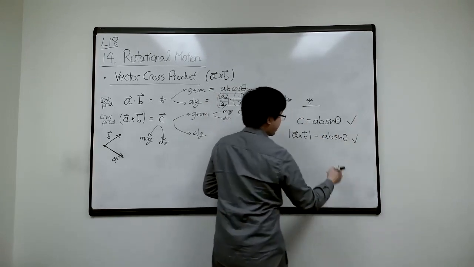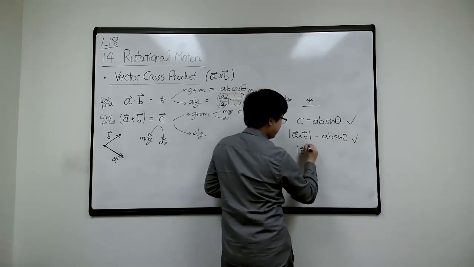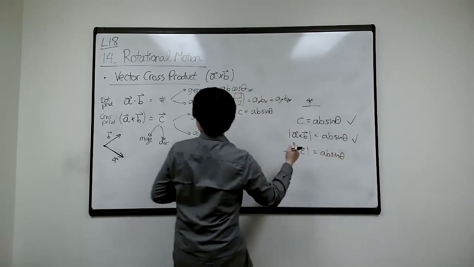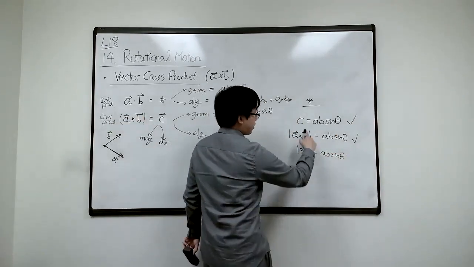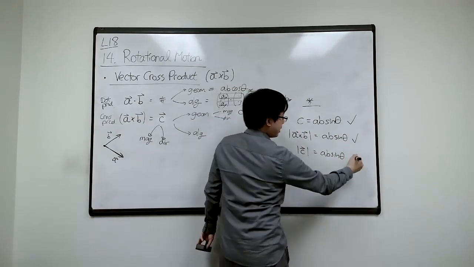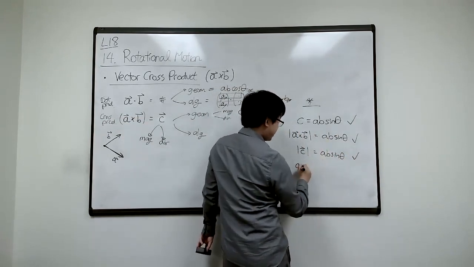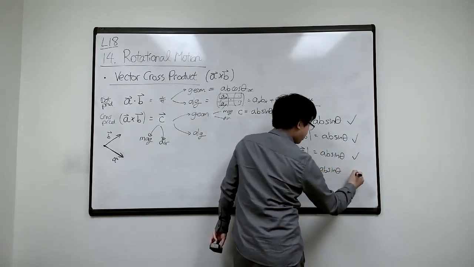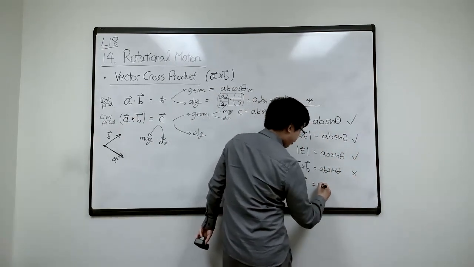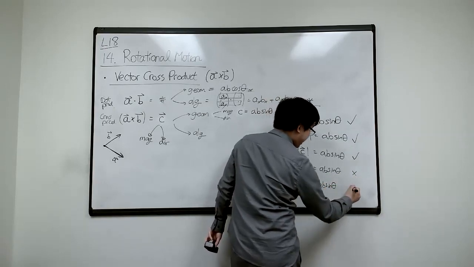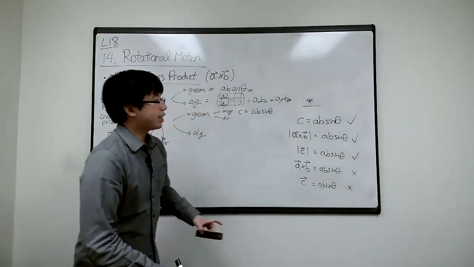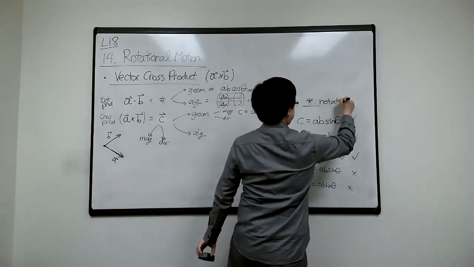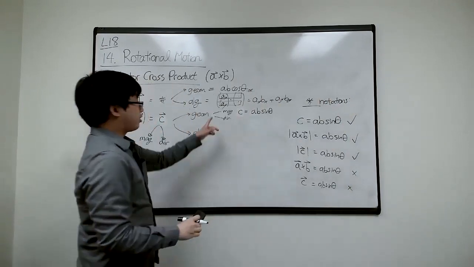So let me summarize it. That's okay. That's okay. That's okay. Given that A cross B equals C, so assuming that C is defined somewhere, this is okay. What's not okay is this, and this is not okay. So never have scalars equal to vectors. Just make a note on the notations. All right, so that's the rule.